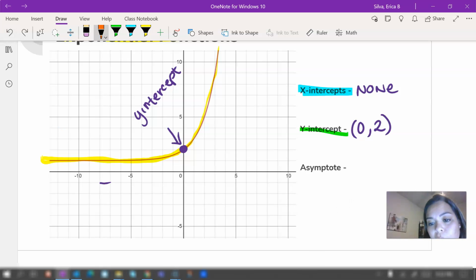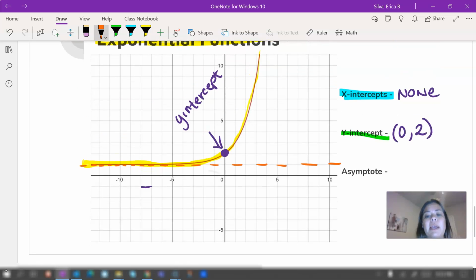But if I were to draw a line, let's say here, this red line or the actual graph is getting super close to that imaginary line, but it'll never touch it. It's approaching it, but it never touches it. So in this case, this will be my asymptote.